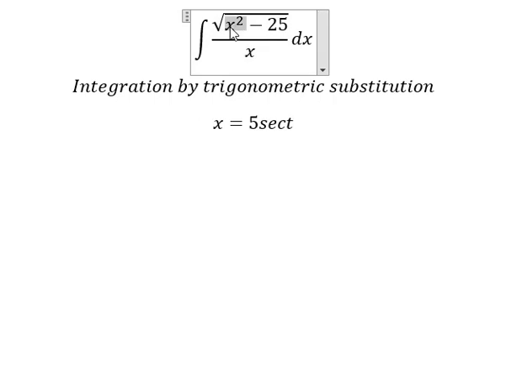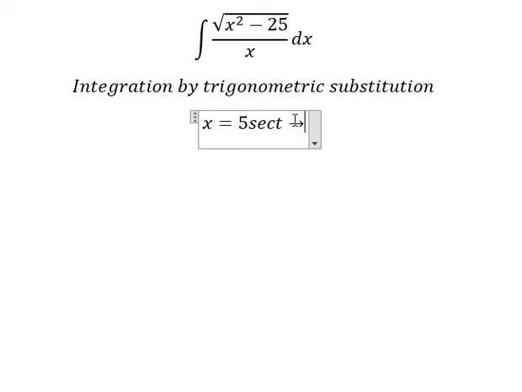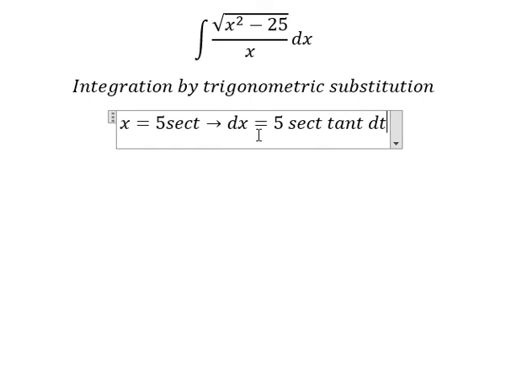Because if I put this one here, we have 25 secant of t square, 25, we can do factorization. Secant of t square minus 1, we change to tan t square, and later we simplify the square root. Next, we do the first derivative for both sides, and we have secant of t tan t dt.